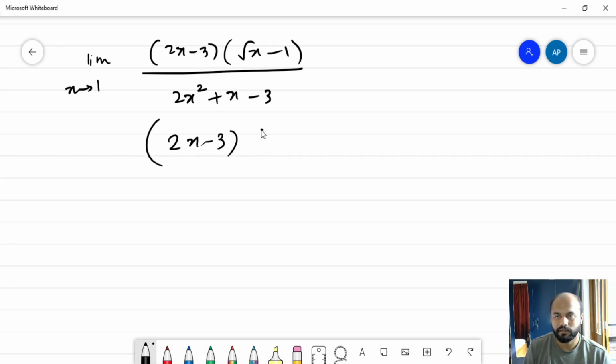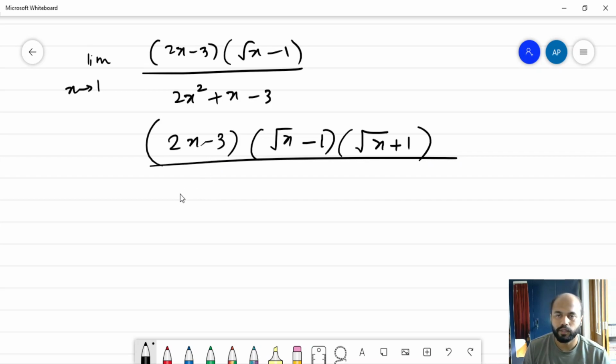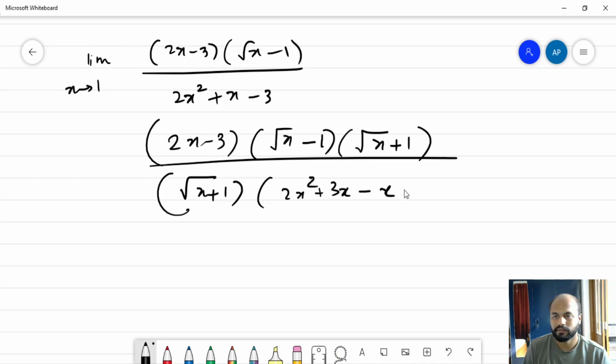So 2x minus 3, this is going to be root x minus 1. And here we are going to multiply root x plus 1. This, however, we are going to write as 2x squared plus x minus 3. We are going to write root x plus 1 here, because we have to multiply in the numerator and denominator. And this part we will write as 2x squared plus 3x minus x minus 3. So if I factorize this, then it will come out as x 2x plus 3 minus 1 x minus 3.